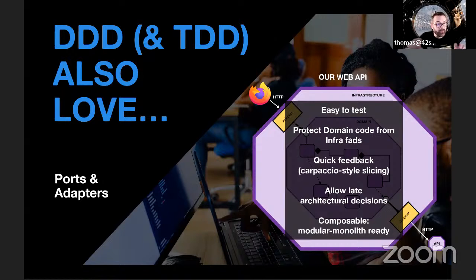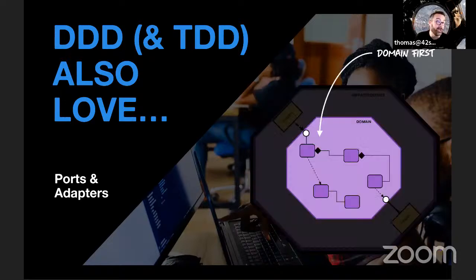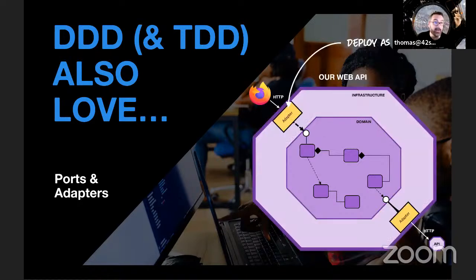And last but not least, it's highly composable. You can compose various hexagons to build something like modular monoliths and things like that. You can compose them within the same process, or you can split them across the network among different what people are calling microservices. In other words, you can be domain first and start coding the domain first, and then deploy as you wish. Here it is as a web API, but it can be something else.